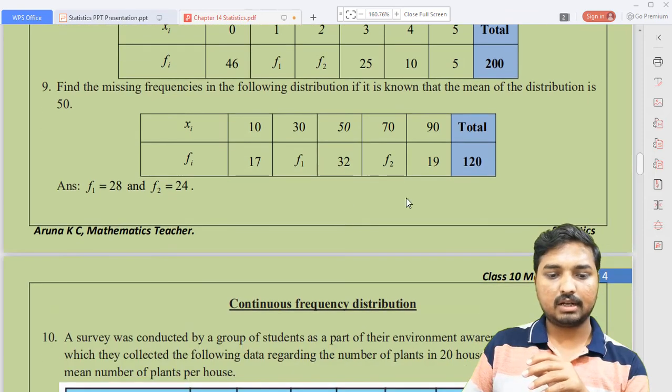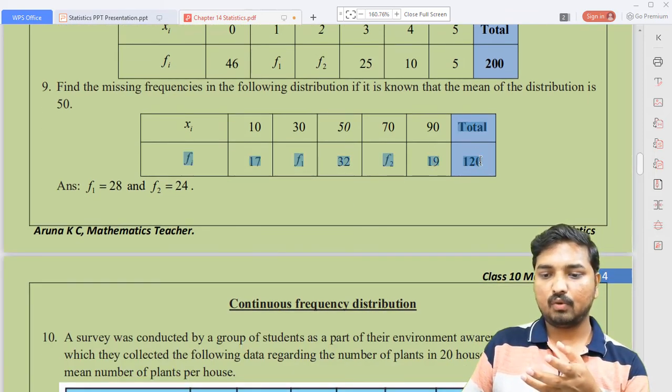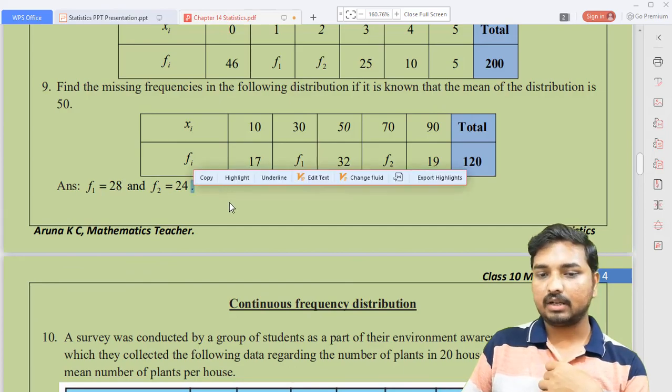In question number 9, I have given one question for you, to solve when two unknown frequencies are there. Look here, the answer for this question should be equal to 28 and 24.